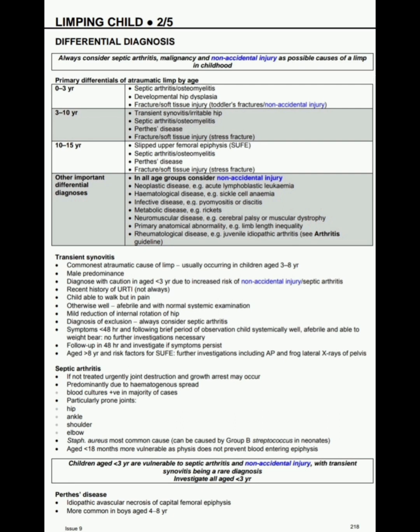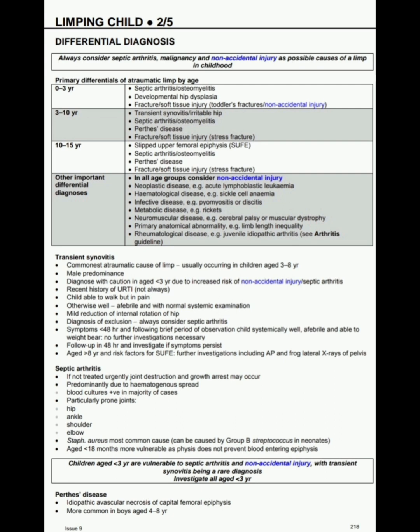Staphylococcus aureus is the most common cause, but it can be caused by group B streptococcus in neonates. Age less than 18 months is more vulnerable, as the physis does not prevent blood entering the epiphysis. Children aged less than 3 years are vulnerable to septic arthritis and non-accidental injury, with transient synovitis being a rare diagnosis. Investigate all aged less than 3 years.